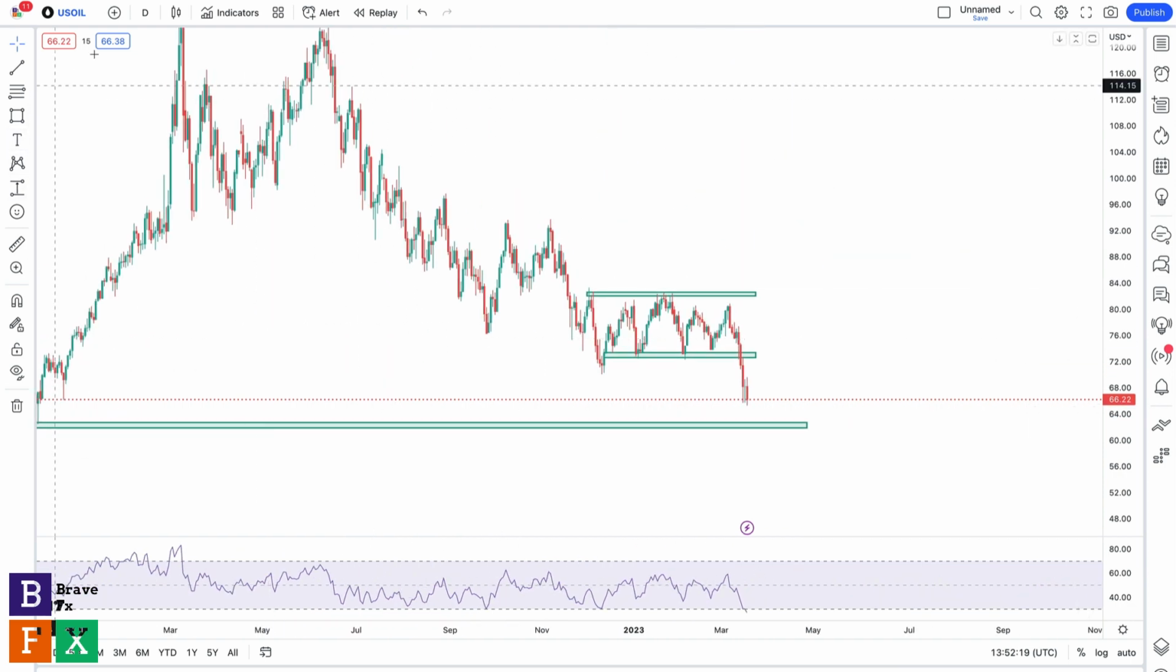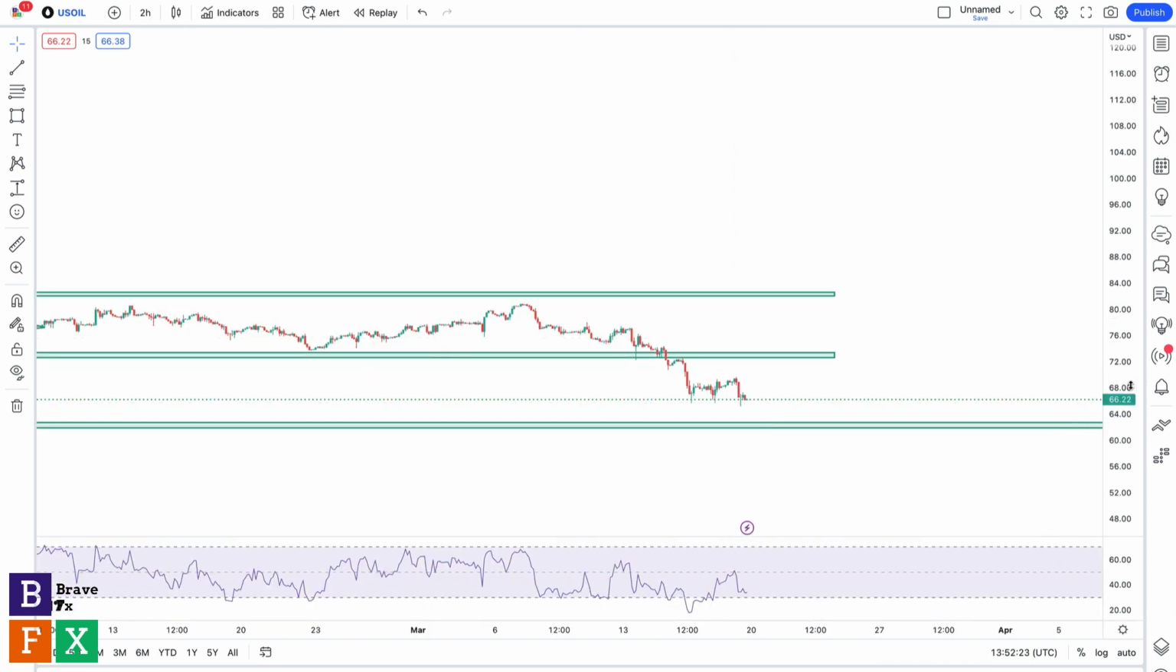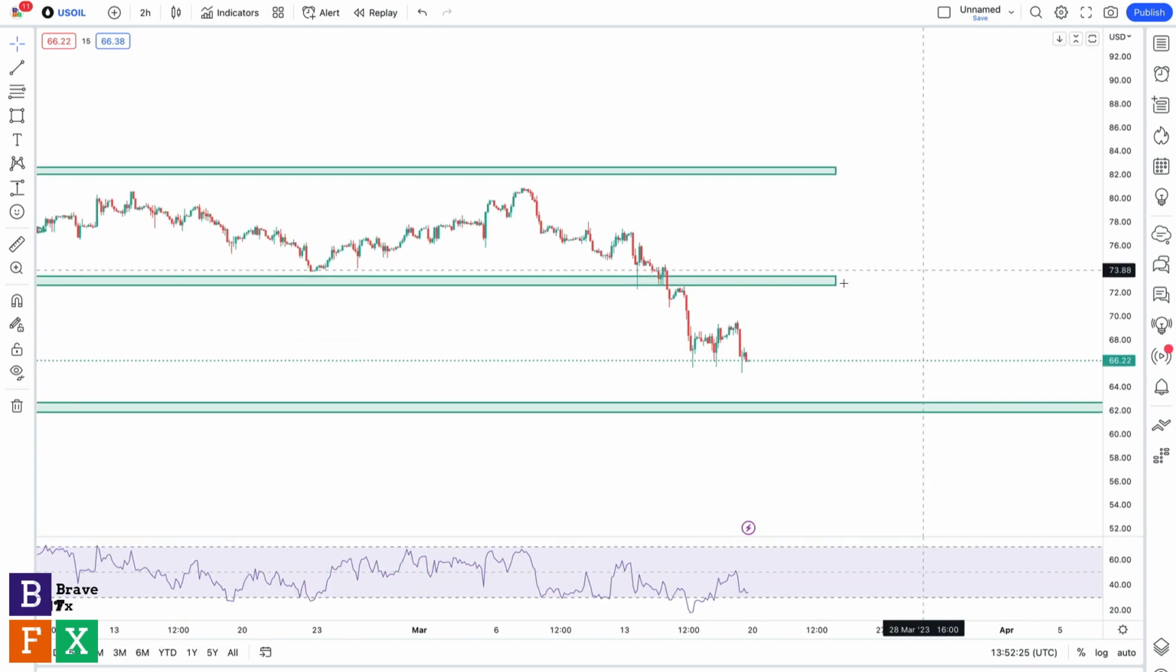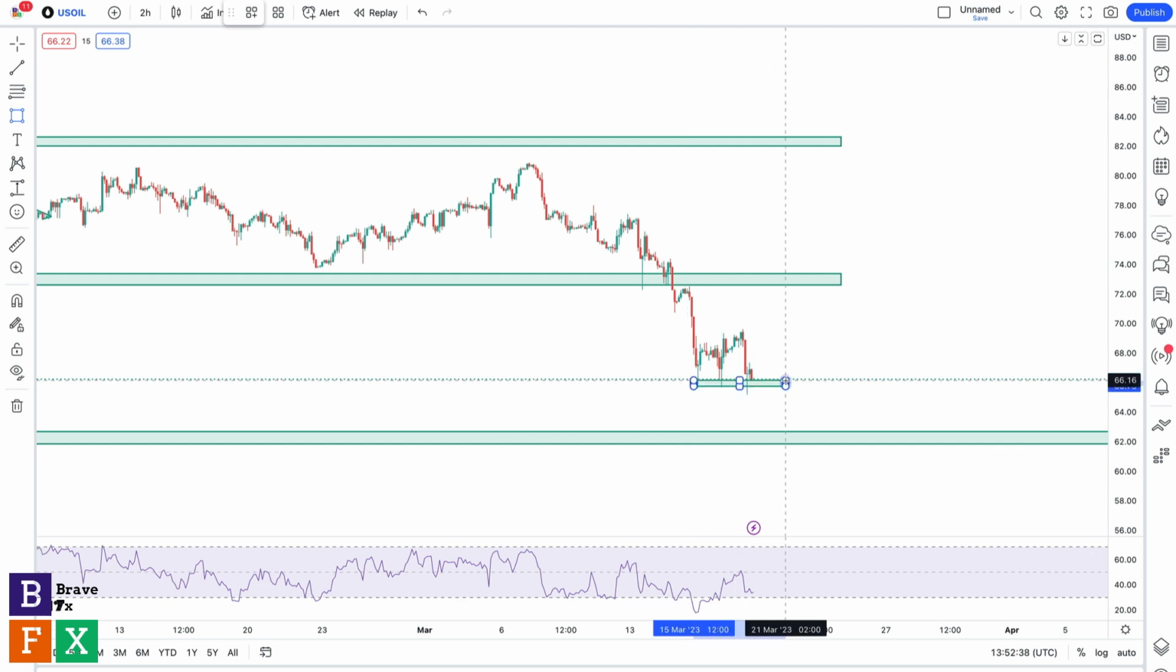So I'm going to go down to the lower time frame to see if we can pick an entry, right? I'm going to try as much as possible to do this real quick. So this is a crude oil chart on the 2 hour time frame. You can see we had a break of the support level, we had a retest, and we had a dump. Right now we have consolidated a little.